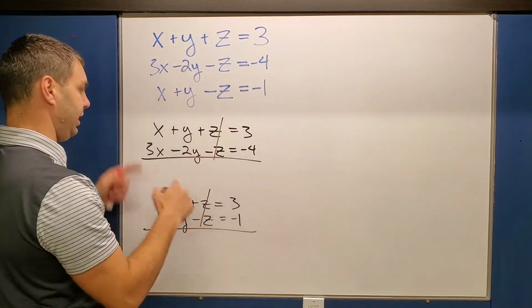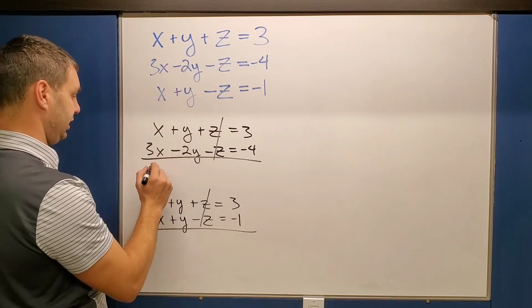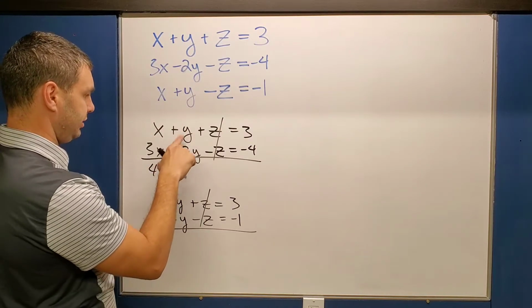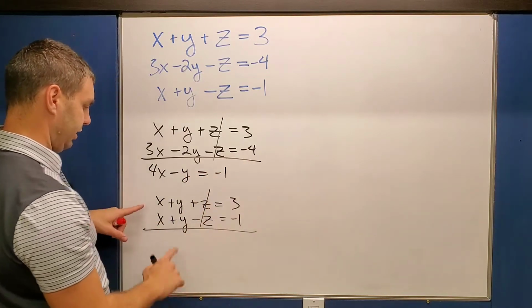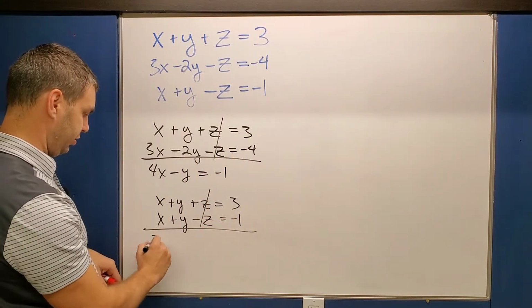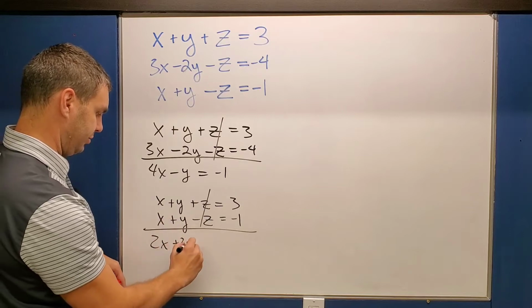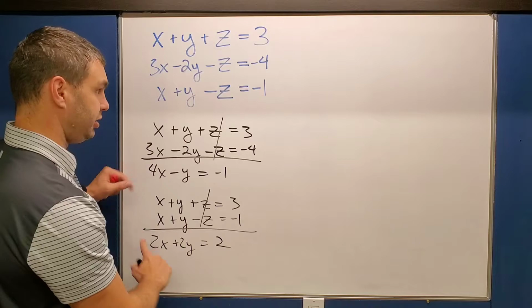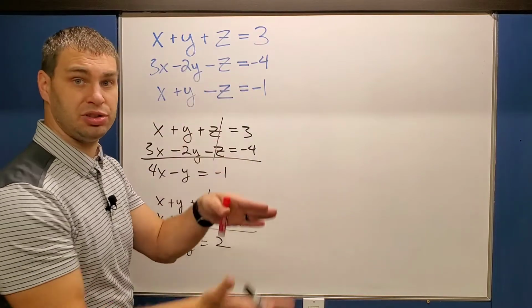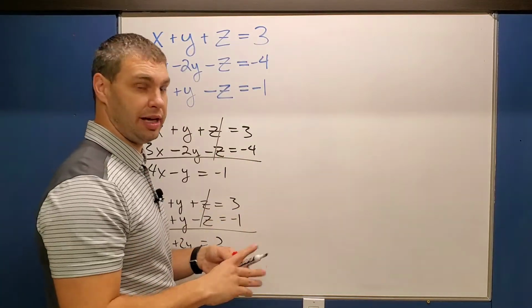All right, so once these eliminate in my first and second one, that's going to leave me with 4x minus y equals negative 1. And then down here, I'm going to have just 2x plus 2y equals 2. And so then I'm going to take these two and put them up here, and it's a system of equations in 2 variables now. Let's do that.